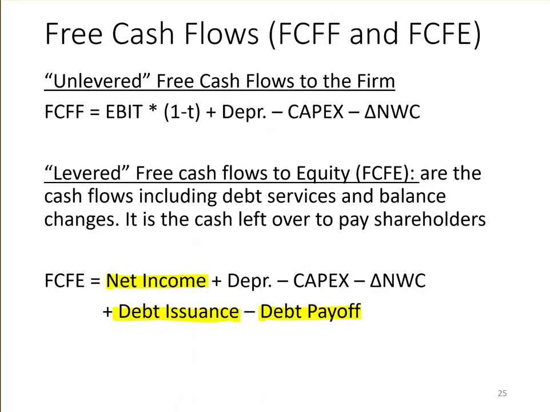All right, so let's talk about the calculation of FCFF again. Free cash flows to the firm. FCFF, you can take your EBIT. Again, that's revenue minus COGS minus SG&A minus depreciation times 1 minus the tax rate. That would basically be net income if they had no debt or interest. So you can think of that as unlevered net income.